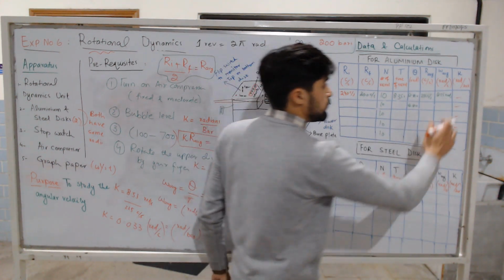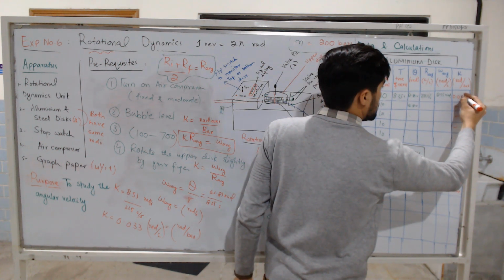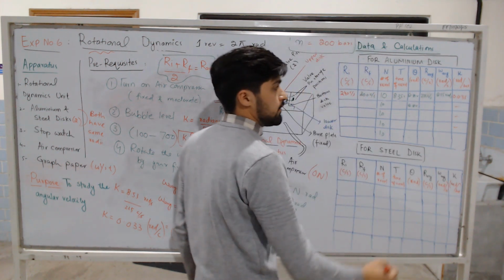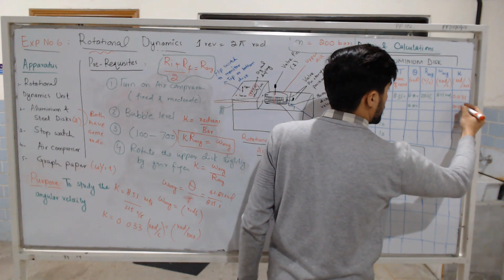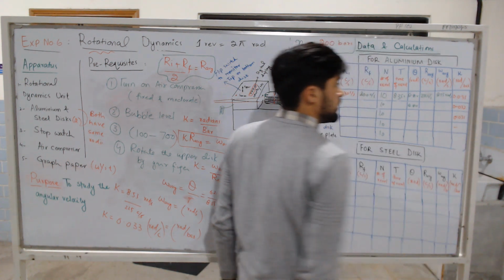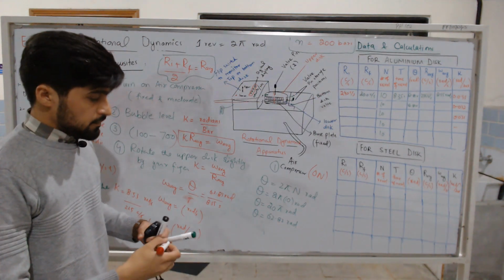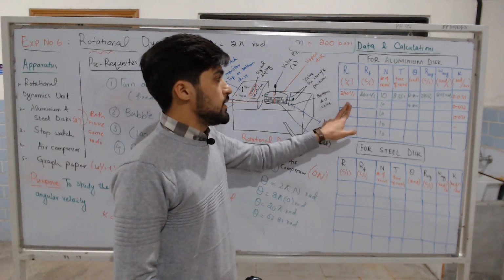So you will note the value, and in the first stage you should get a value of 0.033. Similarly, let's say for the second case you get a value of 0.032, and then 0.031. Now again you will have to repeat this experiment.